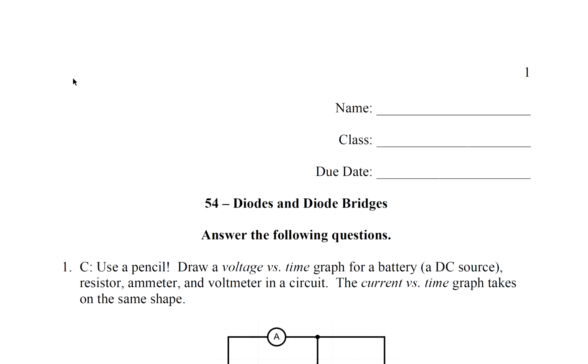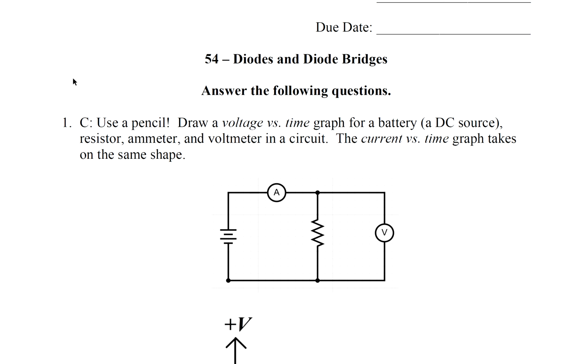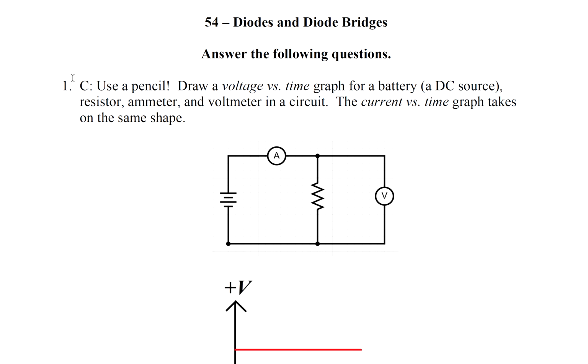This video is on diodes and diode bridges. Question 1. Draw a voltage versus time graph for a battery, resistor, ammeter, and voltmeter in a circuit. The current versus time graph takes on the same shape.